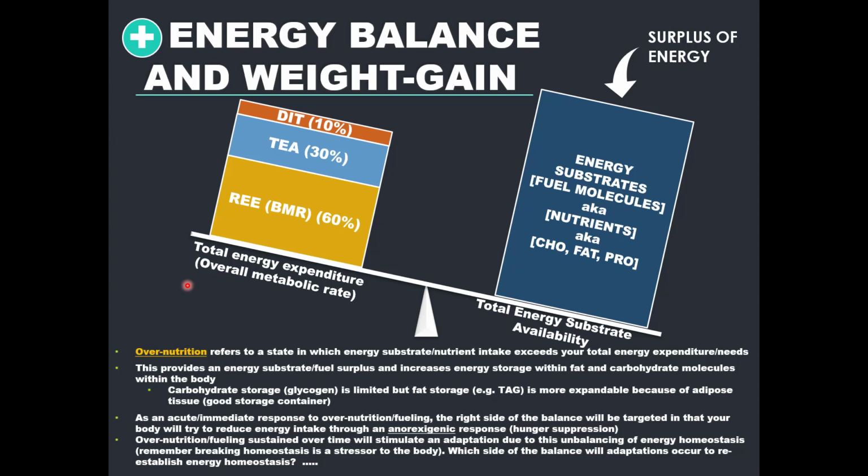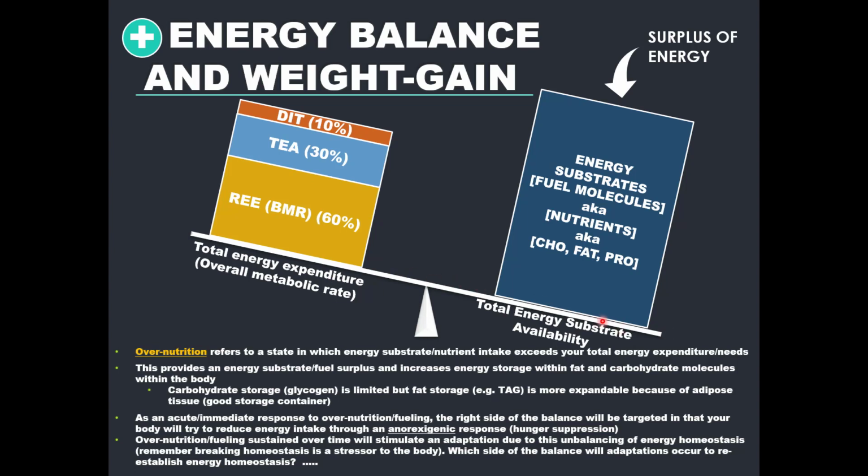So first, let's discuss the situation of a positive energy balance, or imbalance to be more accurate. This is also referred to as an energy or caloric surplus, since there is more fuel, and therefore energy intake and availability, than what is needed and thus expended. So an energy surplus would tip the balance this way, as you see in this figure.